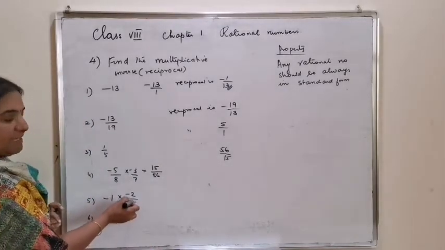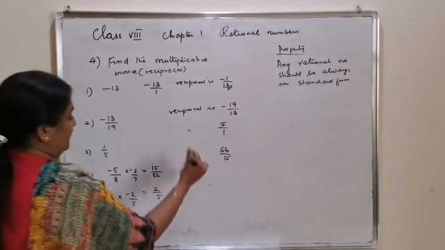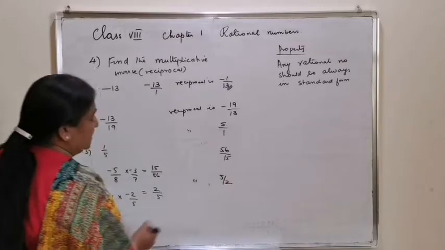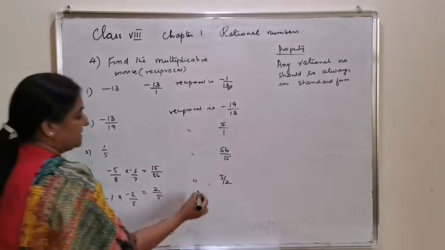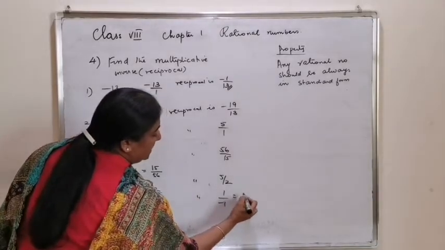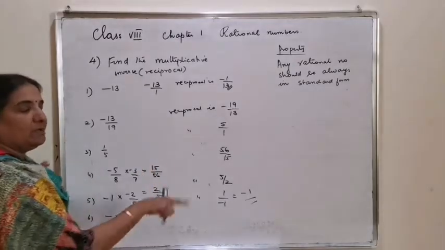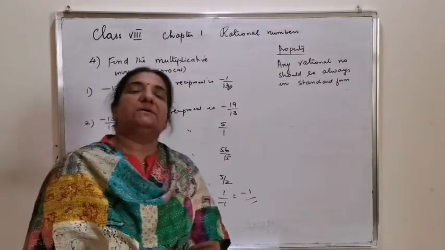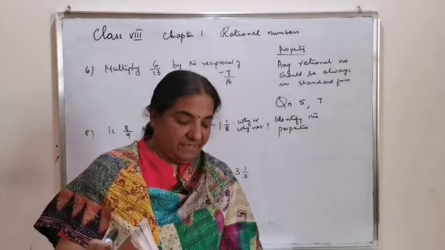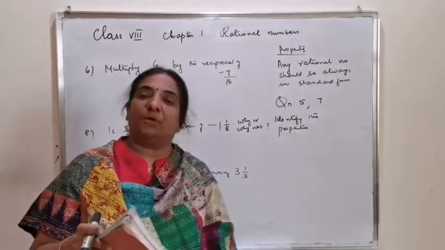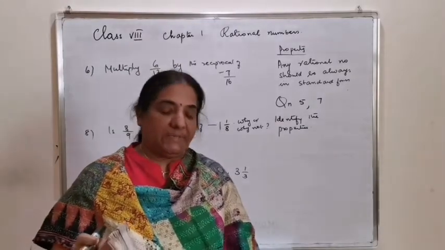Minus 1 into minus 2 by 5 is positive 2 by 5. Therefore, the reciprocal is 5 by 2. Then minus 1, it is 1 by minus 1, or again minus 1 by 1, which is the same as minus 1 itself. Questions 5 and 7 in the textbook are to identify the properties. Just to identify the properties, listen to the earlier part of the video and do it.